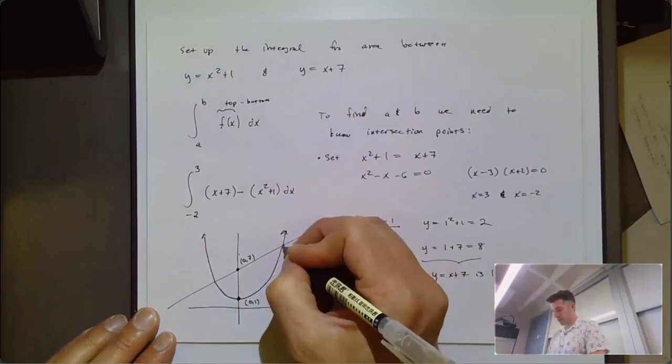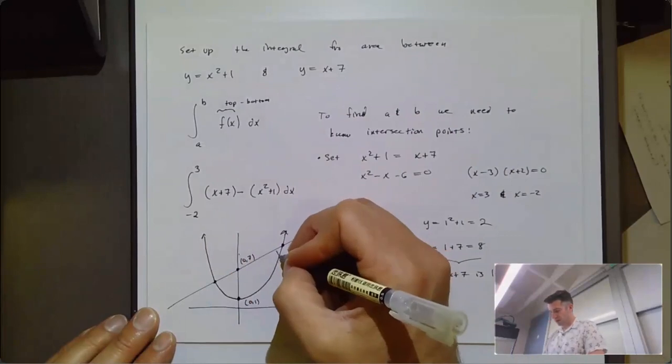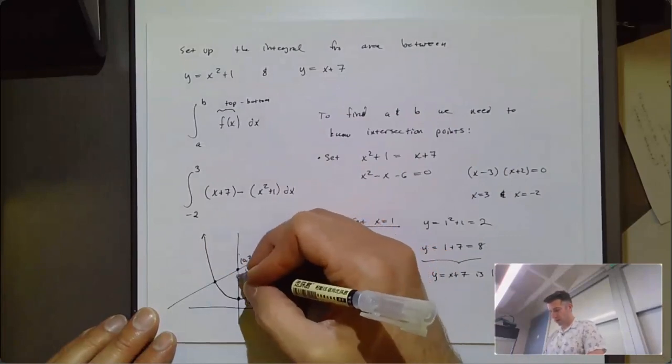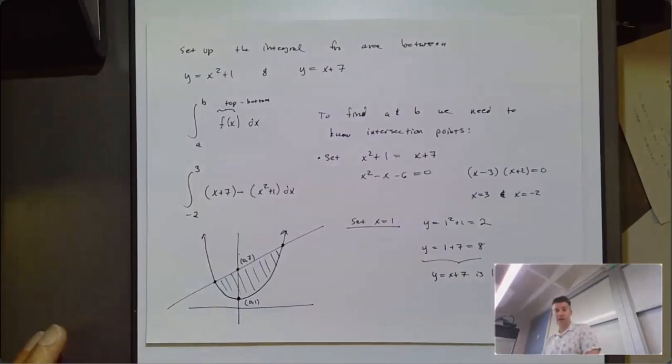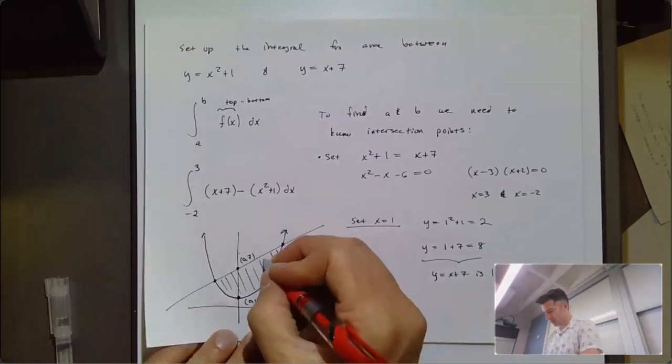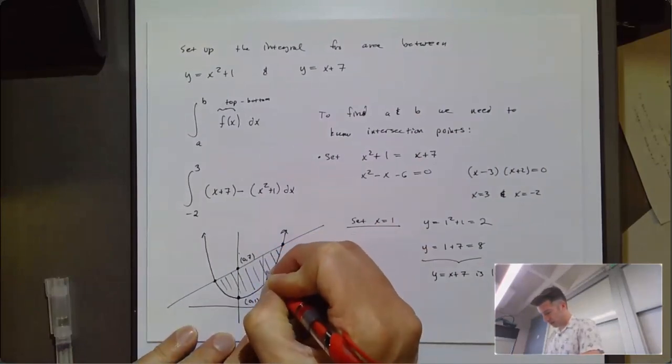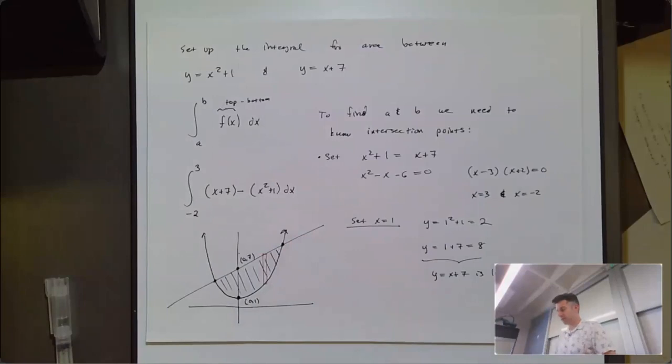And then we can see, if I'm looking at the area between them, the picture does show us pretty obviously that the top function is y equals x plus 7, and the bottom function is y equal to x squared plus 1. And the idea is, right, we're adding up all these rectangles.